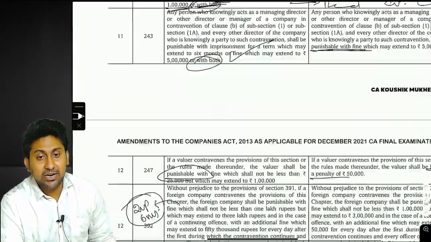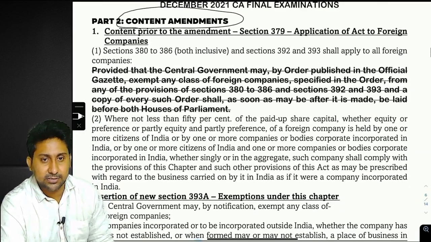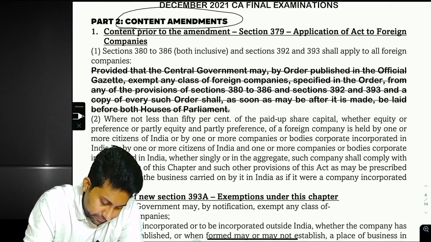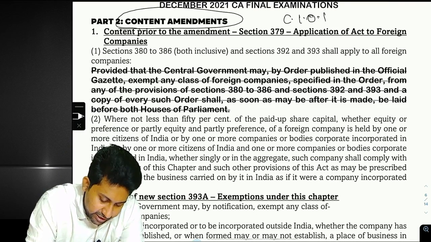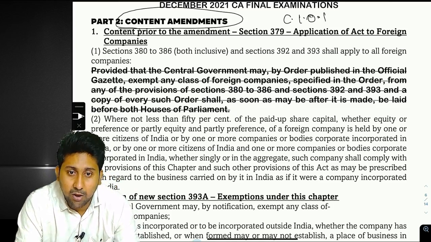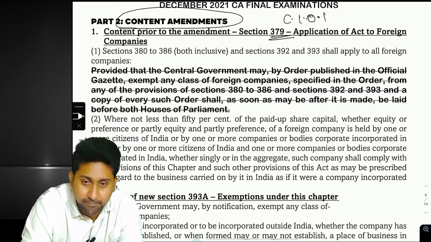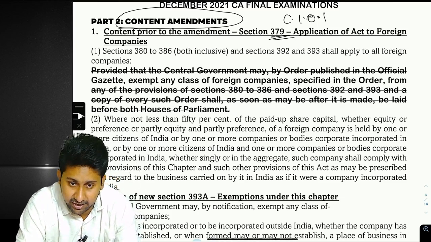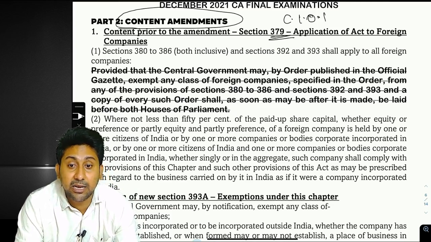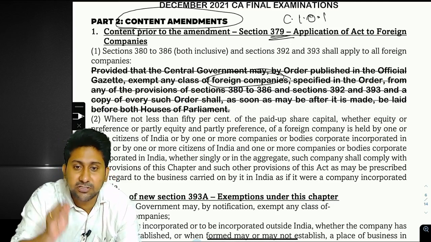Content related amendments are also there. What is that content related? Let us try to understand. First thing, there is a chapter called company incorporated outside India. We generally call it foreign company, but the name of the chapter is company incorporated outside India. Once upon a time, in section number 379, they said that if the central government really wants, it can exempt any foreign company from the provisions of this chapter.